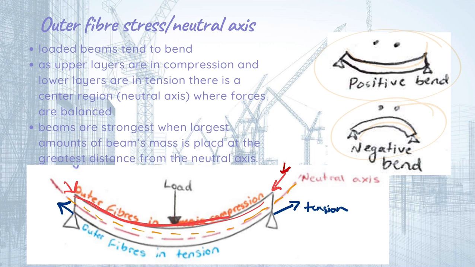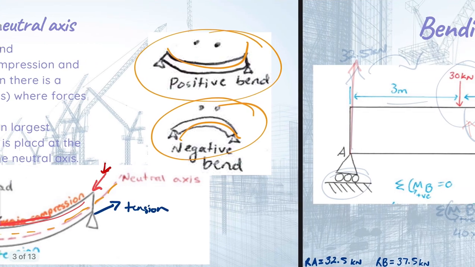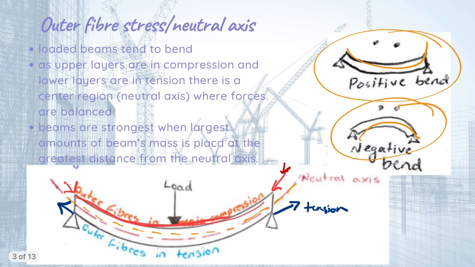So when you're loading a beam and it bends, you can have a positive bend, which essentially just looks like a smiley face, or a negative bend where it's bent upwards. You can also think of this as a parabola. This one is concave up, this one is concave down. Beams are strongest when the largest amount of the beam's mass is placed at the greatest distance from the neutral axis, and this will come into play when we're doing calculations involving ultimate bending stress.